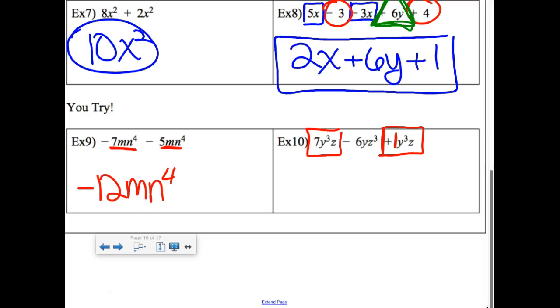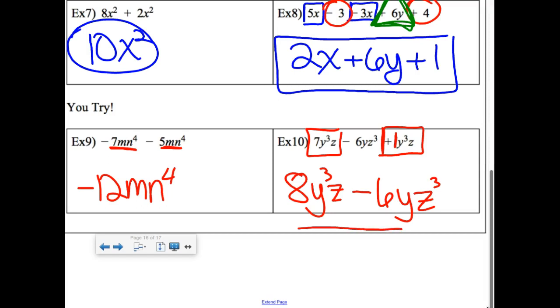So that can't go with those two. If I have 7y to the third times z and 1y to the third times z, we can combine those, and all together I'm going to have 8y to the third times z. Because that other one doesn't have anything else to combine with, we're just going to bring that down. So I have -6yz to the third. And that is our final answer. Okay. Again, if I went too quickly, make sure you're pausing and rewinding.